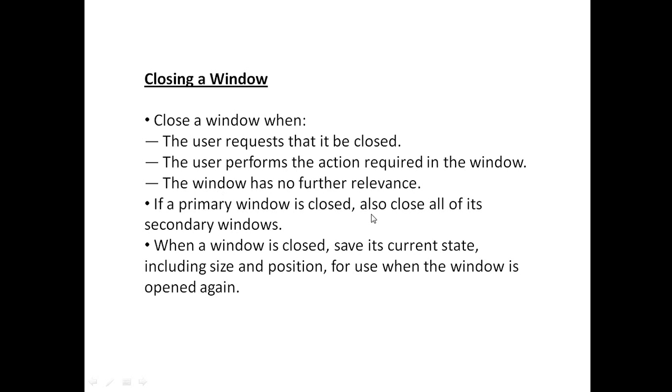If a primary window is closed, in that case we need to close all its associated secondary windows. And whenever we perform this operation, most of the time we need to save the state of the current window, which can be used whenever we open that particular window again.